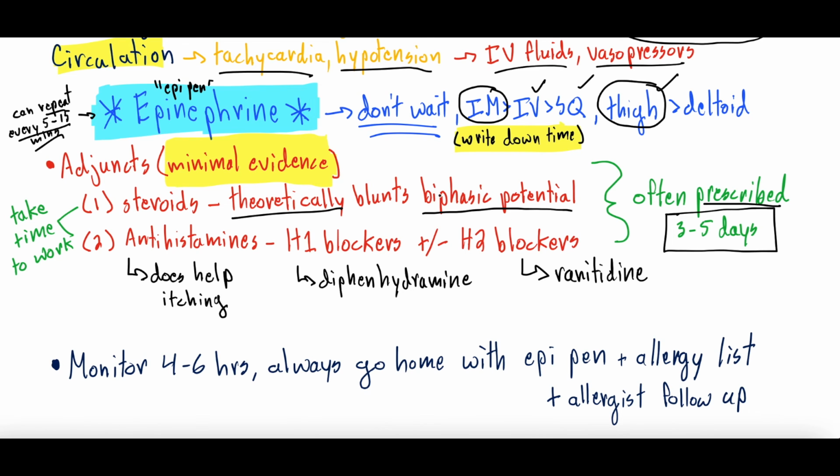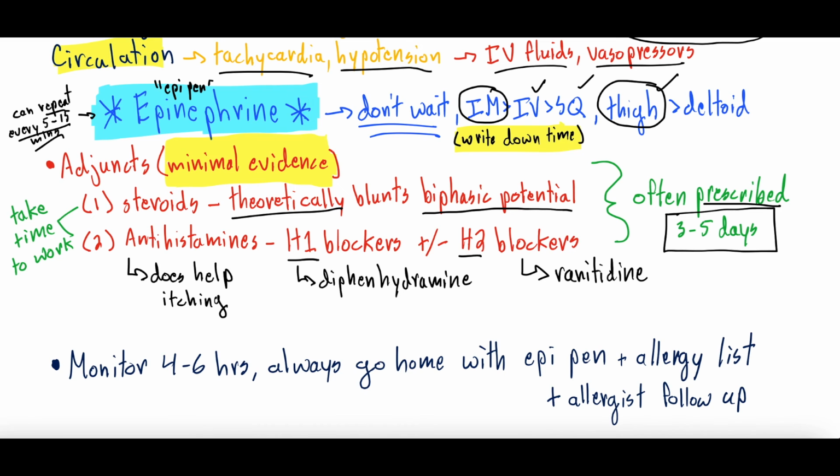Although when they do studies, it does not necessarily seem to be all that helpful. But we do it. I do it. I think it is probably the mainstream, I don't want to say standard of care, but the mainstream adjunct medication that's given. Antihistamines are another one, both H1 blockers, which is histamine receptor 1, and that's like diphenhydramine or Benadryl. And then some also give H2 blockers, which are things like ranitidine.